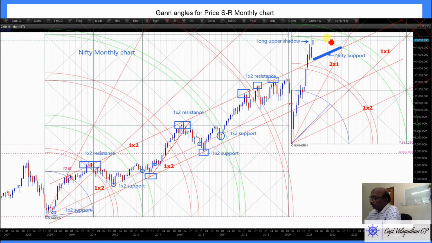And even if the price reaches this angle, mostly price will take support, either on this channel or this angle. This is the way I see Nifty now. So I hope my viewers got a fair idea where we stand now by using Gann techniques. Just only Gann techniques.